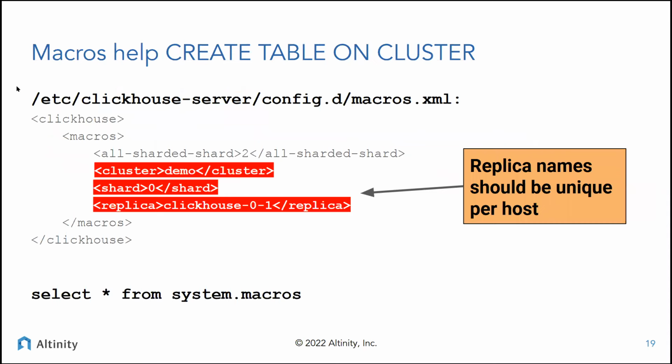One of the things that we wanted to do was dig into how macros are defined. They're used in that path, and there's a file that you set up by convention. It's known as macros.xml. It has a macros tag, and it just has values which are then automatically available when the server that reads this file is running. So you can find out what they are by selecting from the system.macros table. But for our create table commands to run, we need to have cluster, shard, and replica all defined.